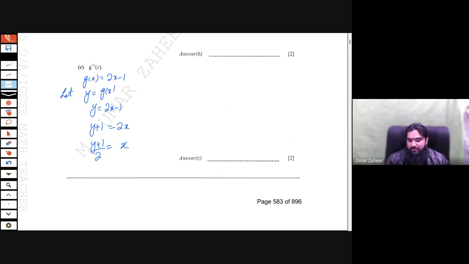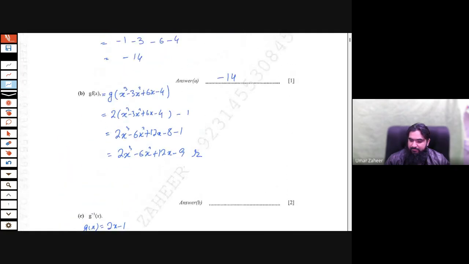Now what we have to do is replace x with y and x with g inverse of x. So we'll get the answer: g inverse of x is x plus 1 divided by 2.